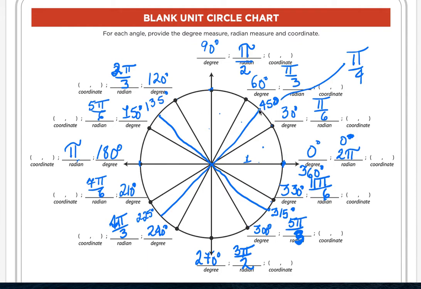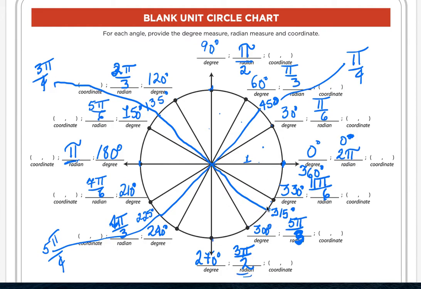So this is pi over 4, and then you go another 45 degrees, that's where you're at 90. That becomes 2 pi over 4, which is pi over 2. Then this one right here is going to become 3 pi over 4. And then coming through here, that's going to be 4 pi over 4, which is the same thing as pi. This is going to be 5 pi over 4. And then this becomes 6 pi over 4, which is the same thing as 3 pi over 2.